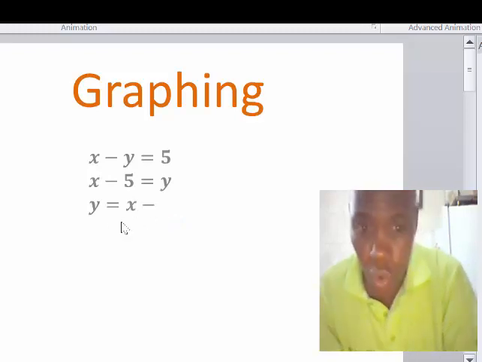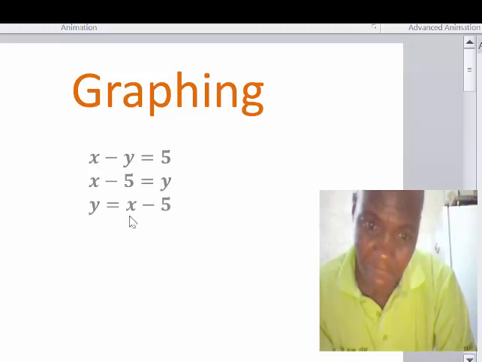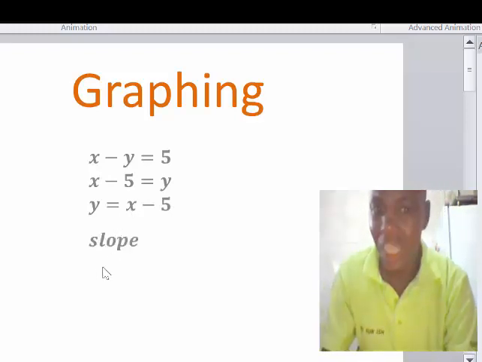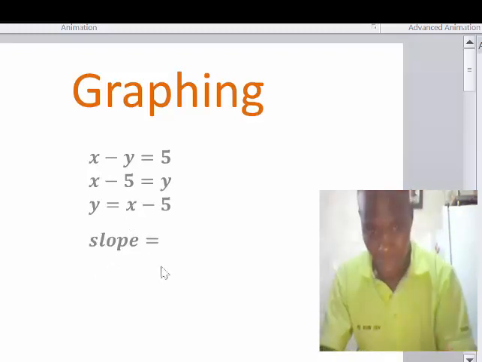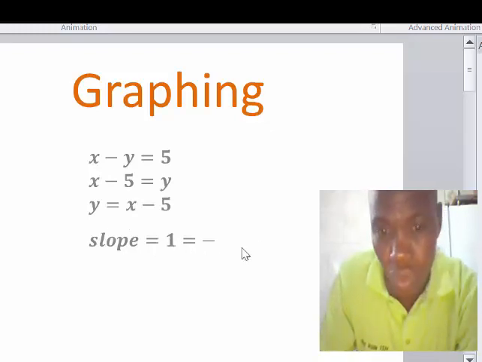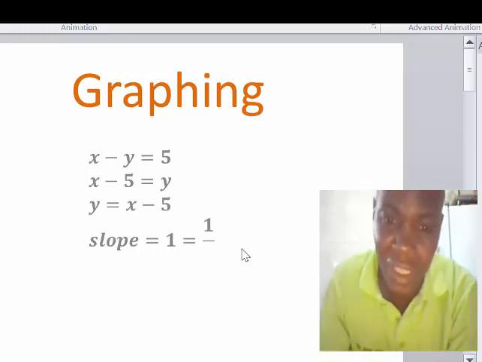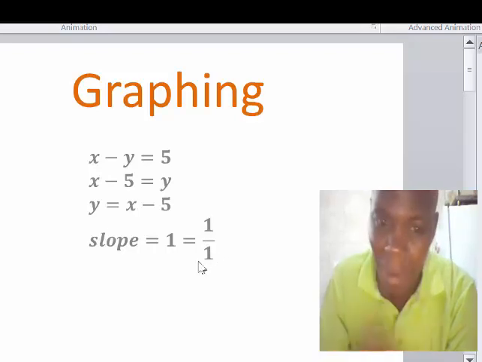Having done this, you can already see that you have a coefficient of x, which is the slope. In this case, it's 1. So you need to write it also in the form of 1 over 1, because you are going to be graphing this, which is rise over run. Rise over run. Remember that.